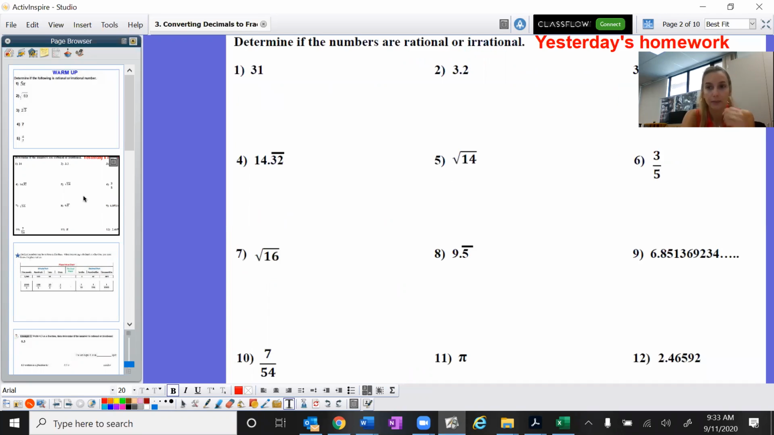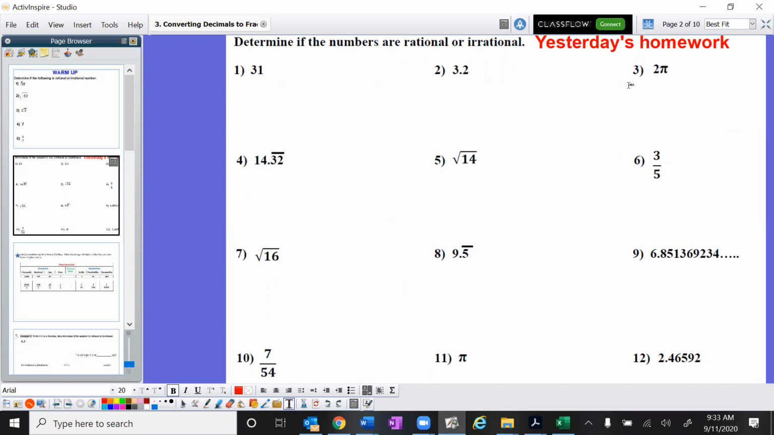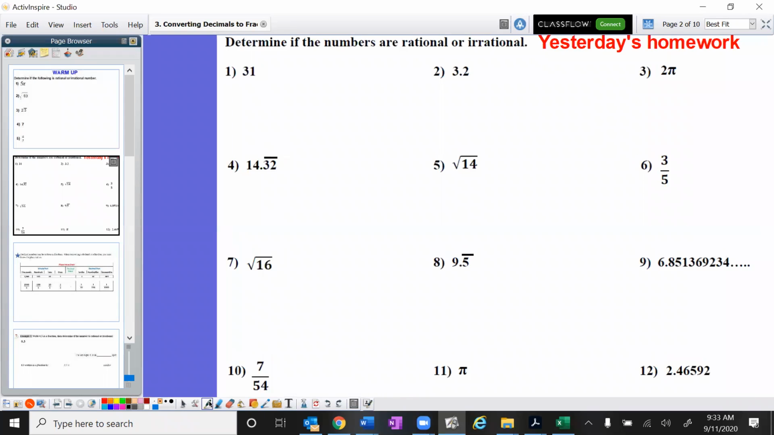Homework from yesterday. Let's go over it. Once you're done, you can send it to me as an attachment. You can go into Microsoft Word and type the answers in. For instance, question number 1 says, is 31 a rational or irrational number? If I look at 31, I know 31 ends, it terminates. If it terminates, it's rational, because it makes sense, right?